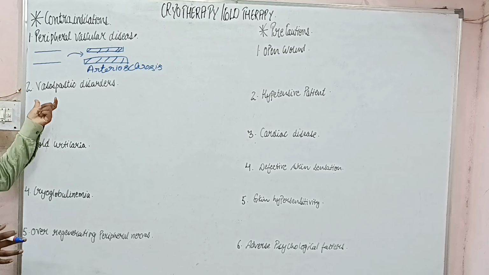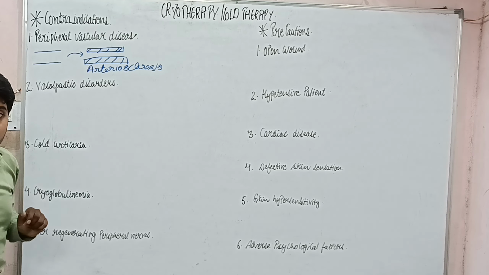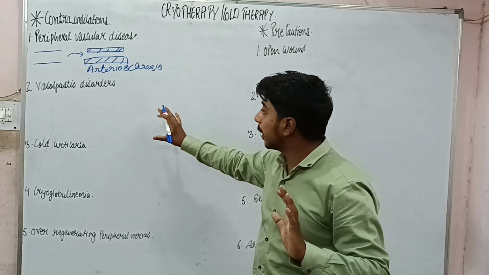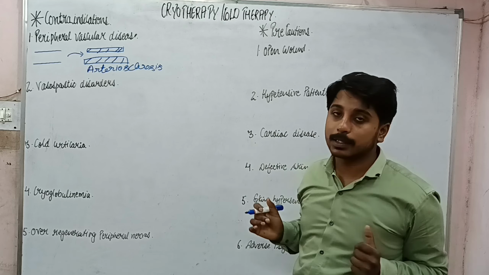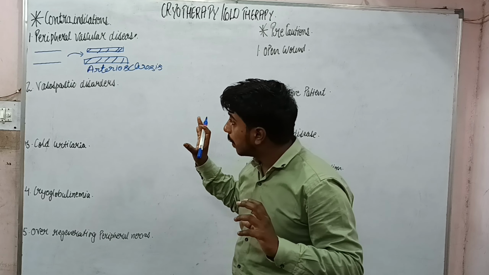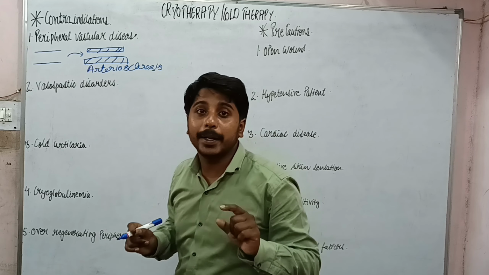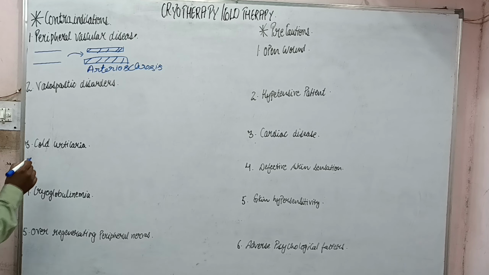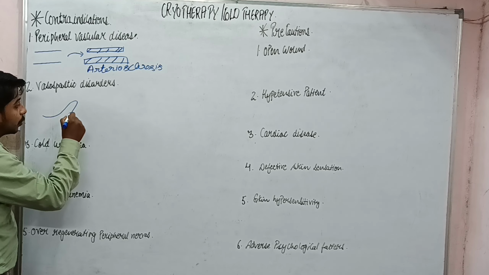Next is vasospastic disorder. So it is again related to the vessels. So here vasospasm occurs. For example, Raynaud disease. In some books it is written as Raynaud syndrome. Mostly it affects the hands. So this is the hand.